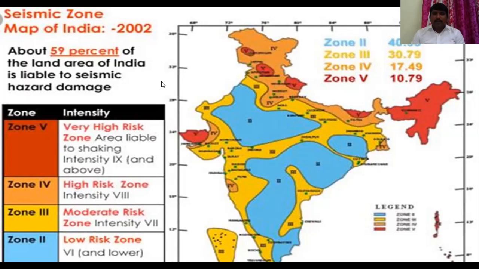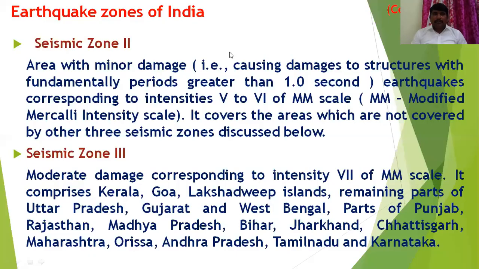And coming to the seismic active zones, or the seismic zones, the earthquake zones. The first is seismic zone 2. Area with minor damage, that is causing damage to structures with fundamental periods greater than 1 second. Earthquakes corresponding to intensities 5 to 6 of the MM scale, the modified Mercalli intensity scale. It covers the areas which are not covered by all the 3 seismic zones discussed below.